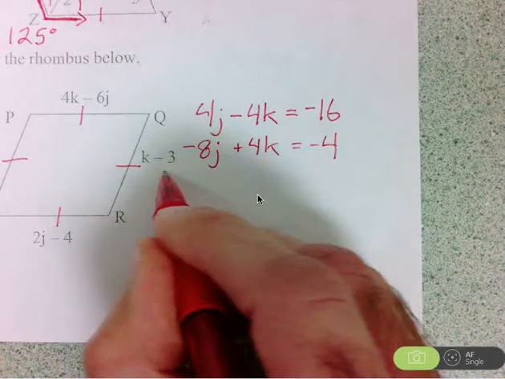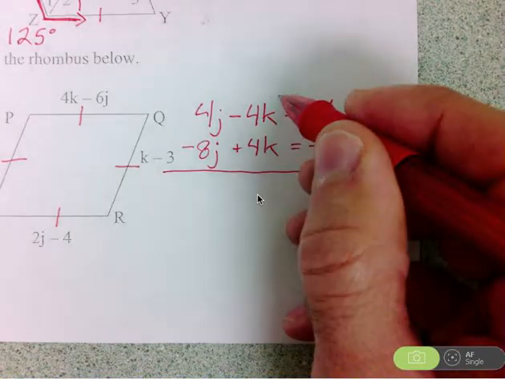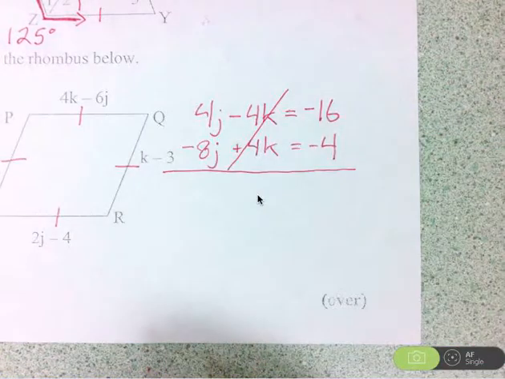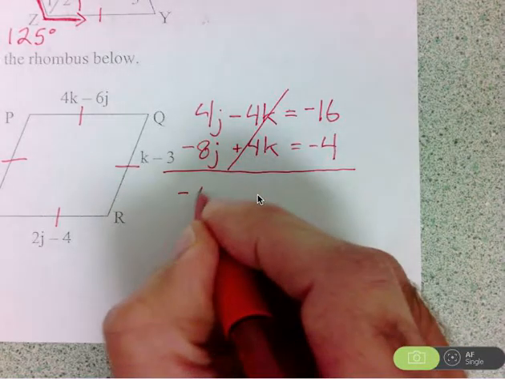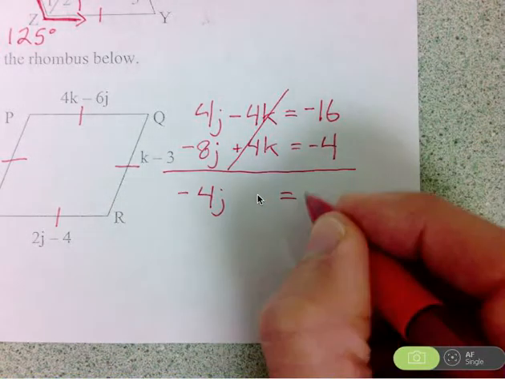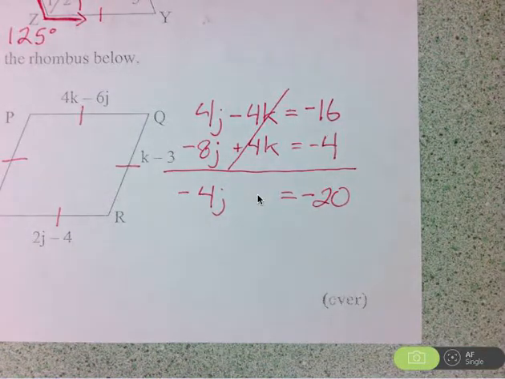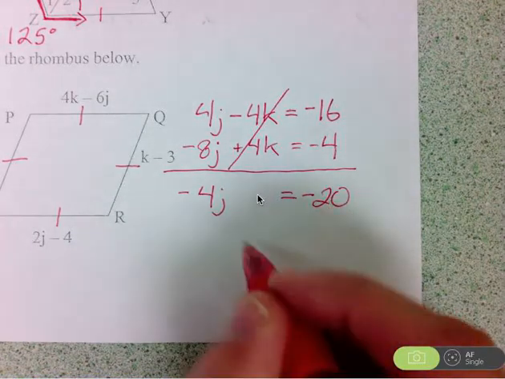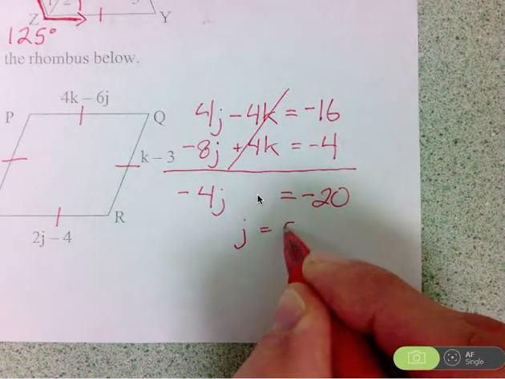And now what's so convenient, if I add these two equations together, the negative 4k and the positive 4k will cancel. 4j minus 8j makes negative 4j. And on the right side, the negative 16 minus 4 makes negative 20. And now I've got a nice simple equation to solve. If I divide both sides by negative 4, I get that j equals 5.